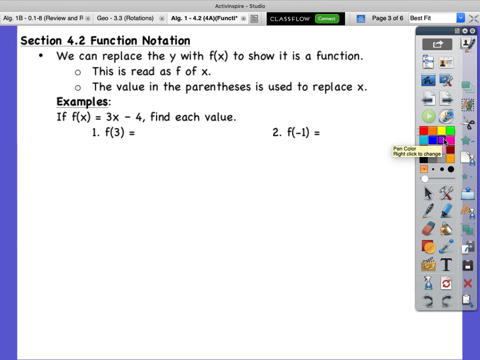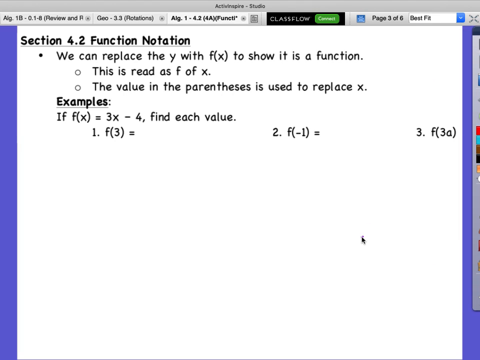Okay. 4.2, function notation, okay? We can replace the y in an equation with f of x to show it's a function, okay? So we had equations, like y equals, blah, blah, blah. We had those equations on the last worksheet a little bit. We were saying whether or not some of them were functions. So if they're a function, we can replace the y with f parentheses x, and we can show it's a function, okay?